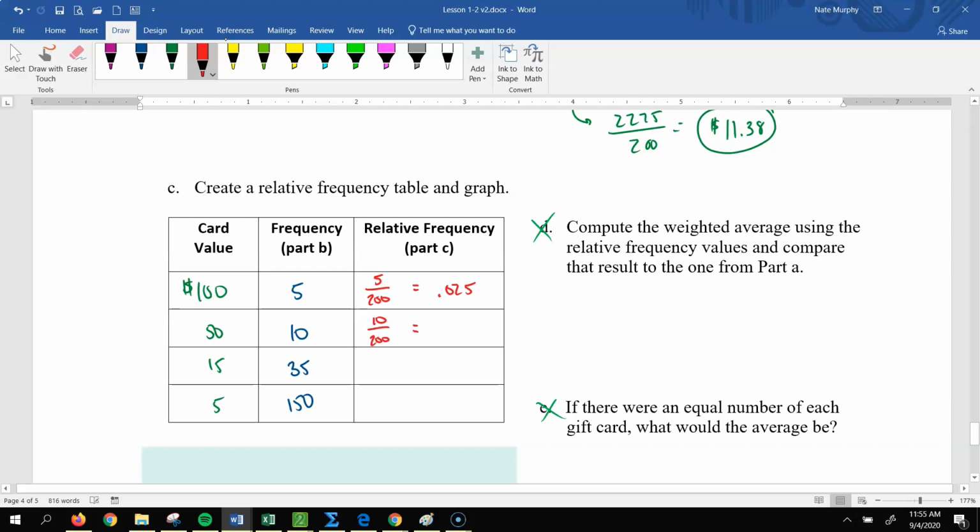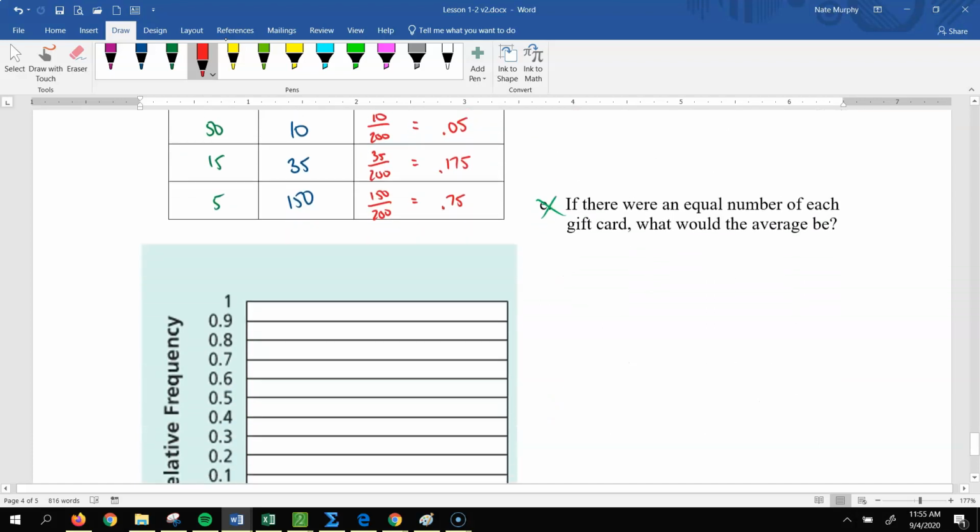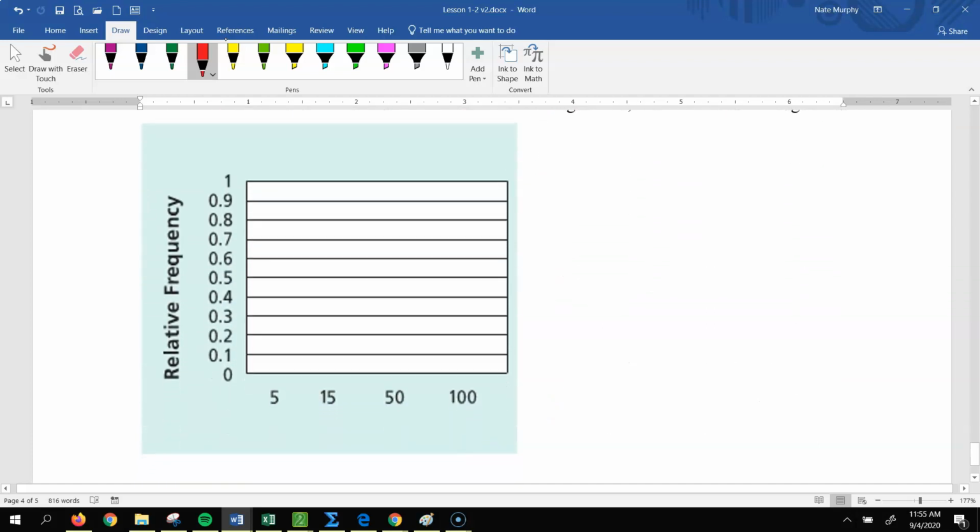So there's 200 gift cards, so 10 divided by 200 would be 0.05. And then we would have 35 over 200, which would be 0.175. And lastly, 150 over 200 as a decimal would be 0.75.